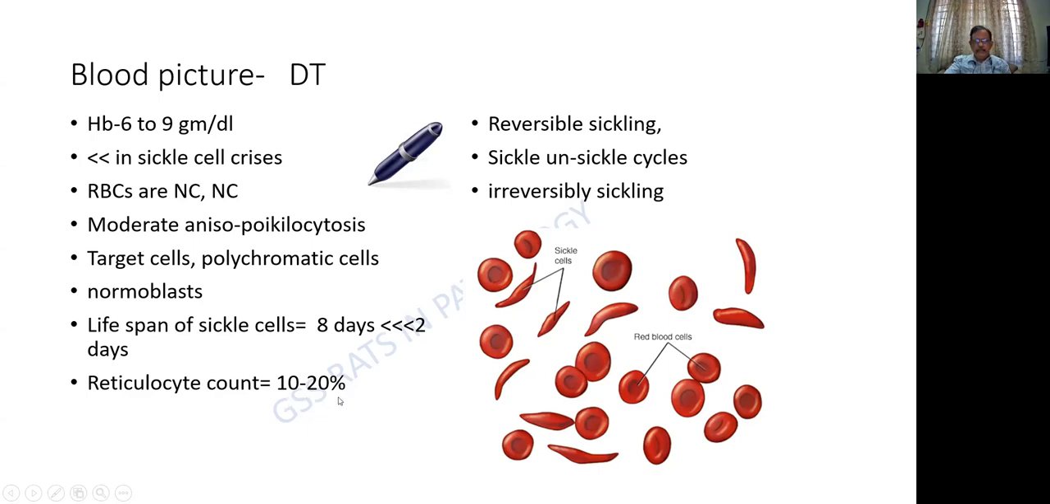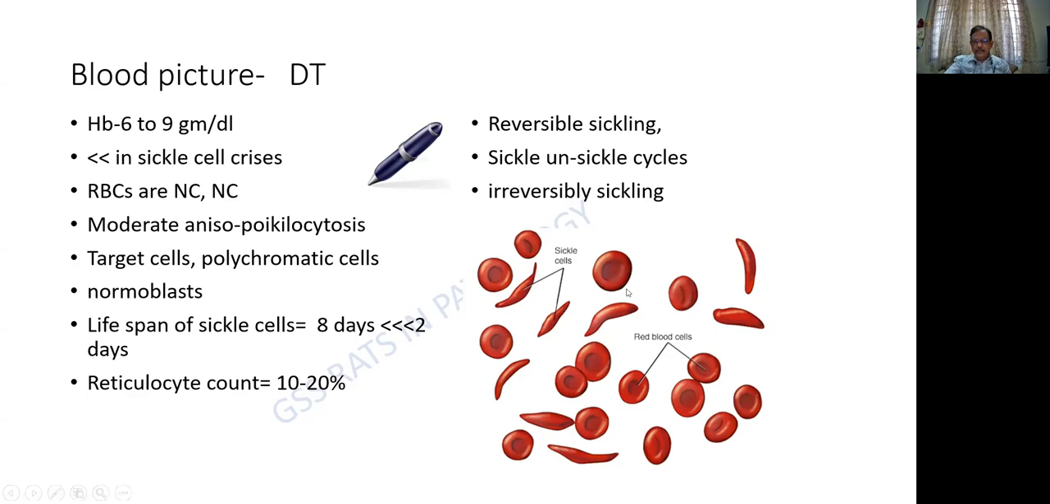Here it can be 10 to 20%. These are all things that we people should remember. Initially, the cells undergo what is called reversible sickling. There is a sickling when it passes through a narrow passage, but once it is out, it changes back to normal. It becomes a normal RBC. But again, when it passes through a narrow capillary, there is sickling. These are called sickle-unsickle cycles. But eventually, it becomes too rigid and sickled. It is called irreversible sickling.